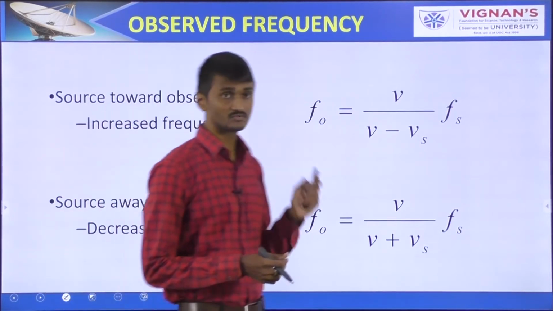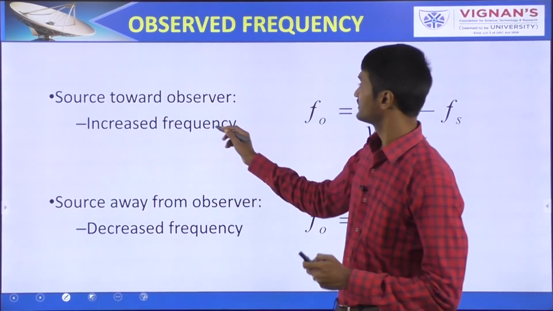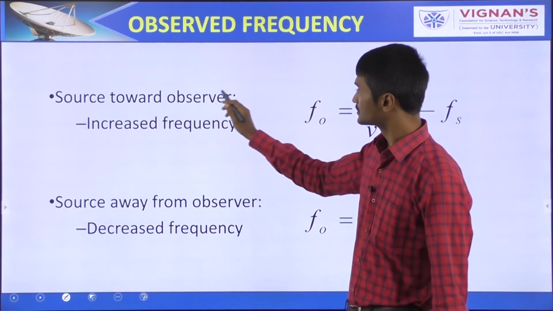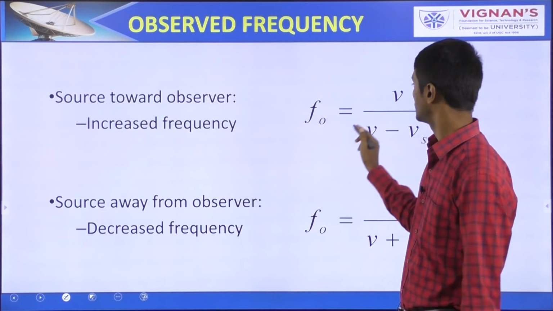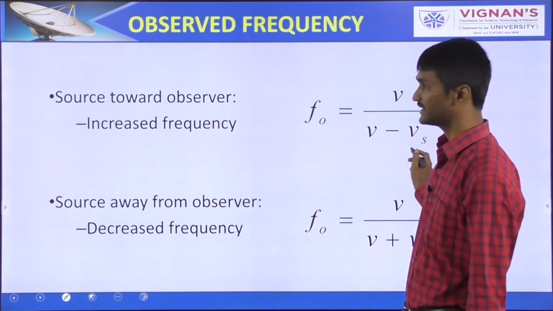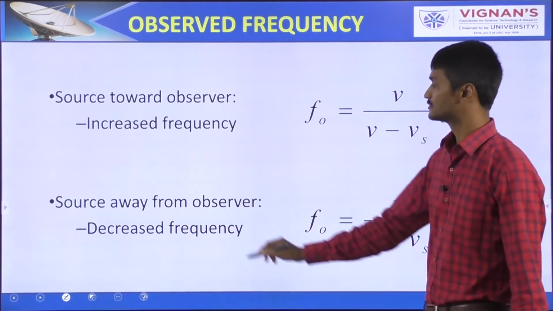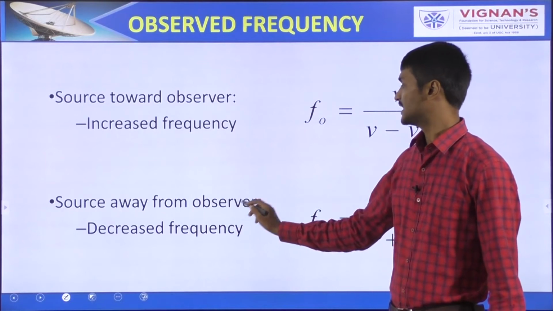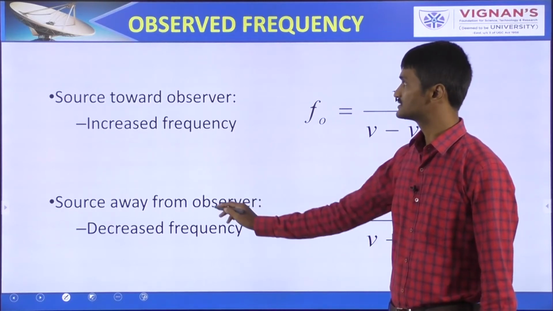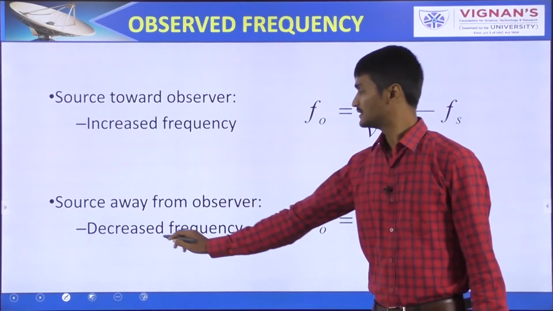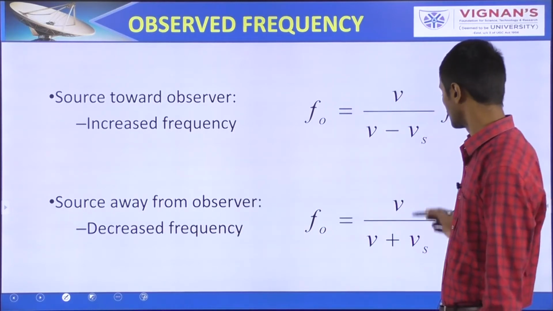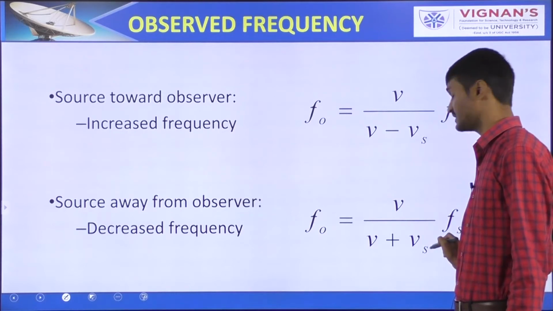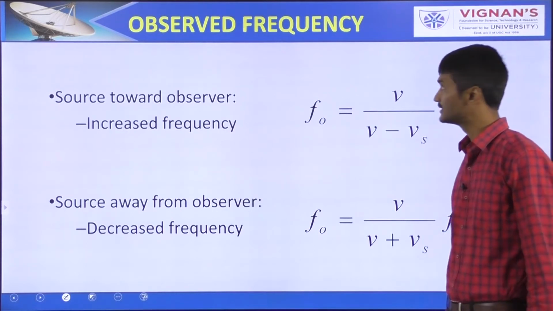So you can observe this. For the observed frequencies, when the source moves toward the observer, there is an increase in frequency: f0 equals v by (v0 minus vs) into fs. When the source is away from the observer, there is a decrease in frequency, that is f0 equals v by (v0 plus vs) into fs.